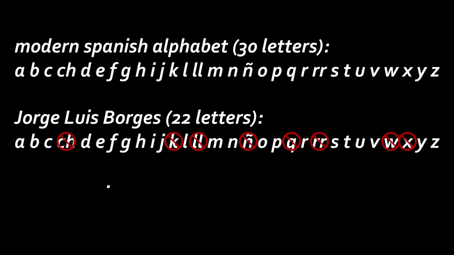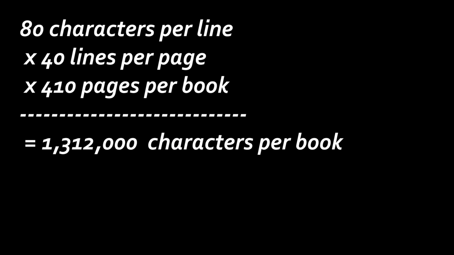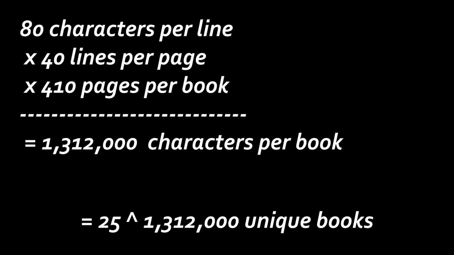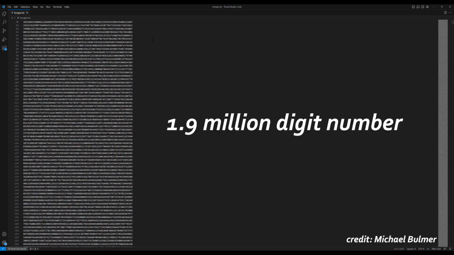In this world we are given 22 letters, 1 period, 1 space, and 1 comma, for a total of 25 unique characters to work with. From this definition, the total sum of all possible books is 25 to the power of 1,312,000, which, when calculated, yields a 1.9 million digit number.